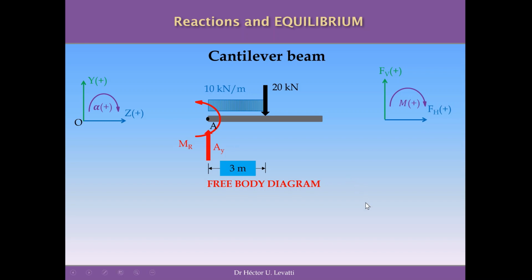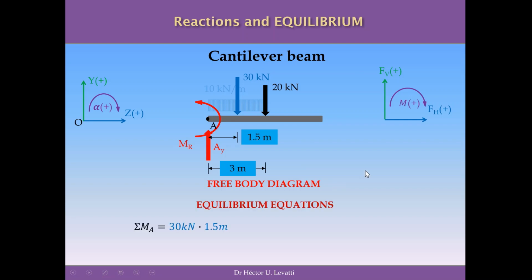In the first place, we are going to do the same simplification as we did with the simply supported beam. We are going to transform this UDL, this uniform distributed load, into a punctual load applied in the middle of its length, equal to 30 kilonewtons, because it's 10 kilonewtons per meter times 3 meters, the length where the load is applied. From that point, we are able to determine this distance, 1.5 meters, from the 30 kilonewtons to the point A, and we can start writing the equation of moments around the point A.